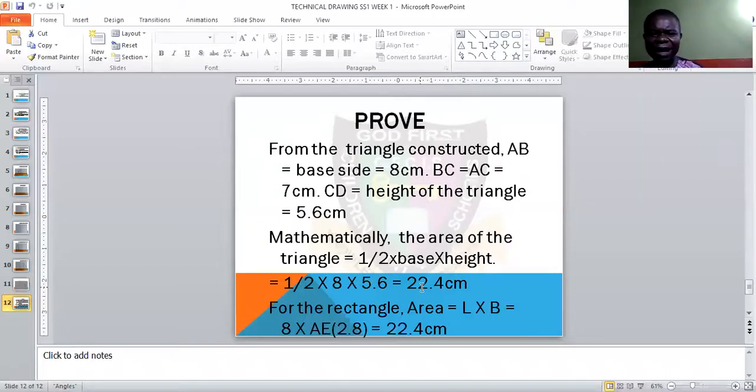Then let's go to the rectangle. The length is AB or EF. That is 8 centimeters or 80 mm. Then the breadth is AE or BF. That is 2.8 centimeters. 2.8 multiplied by 8, that is length times breadth, will give you 22.4 square centimeters. So you can see that 22.4 is equal to 22.4. That is the quality of the work we are talking about, or the quality of the areas of the triangle and the rectangle. They are equal. You've seen from the proof.